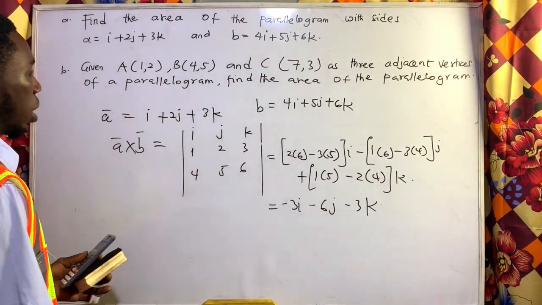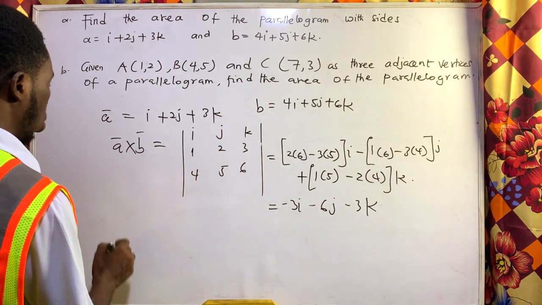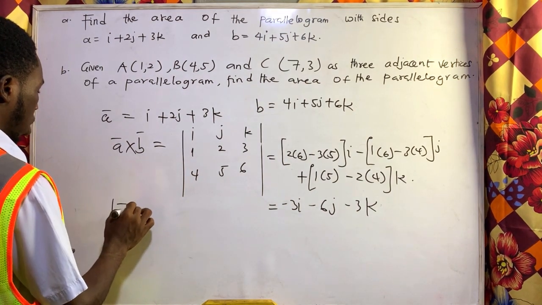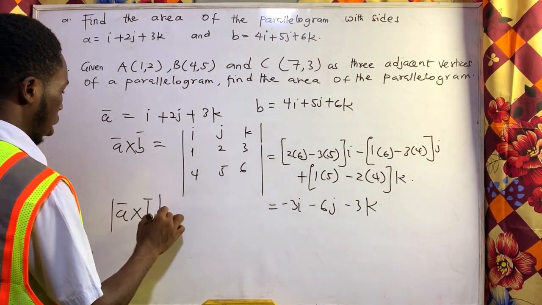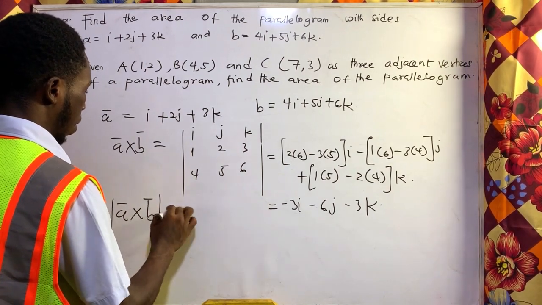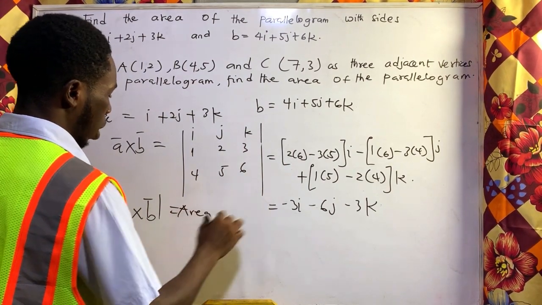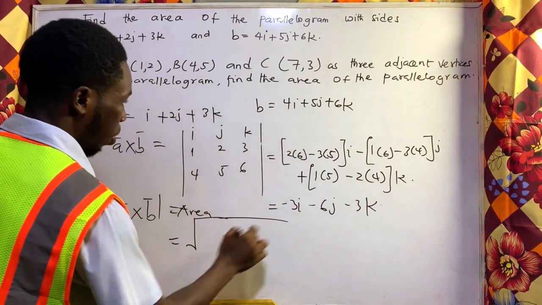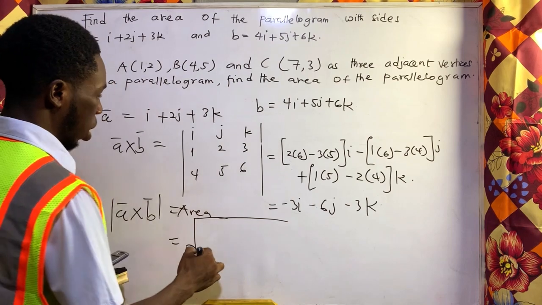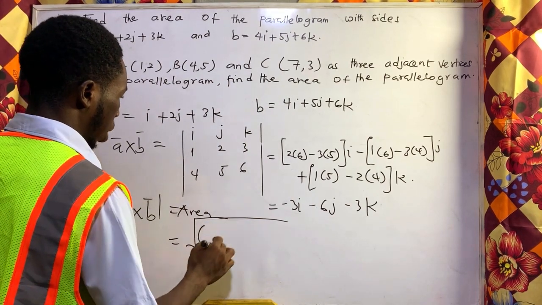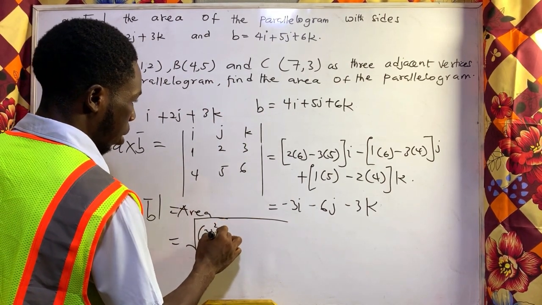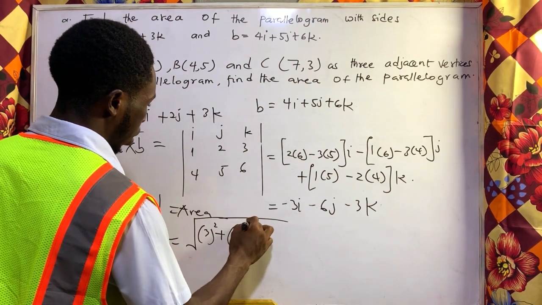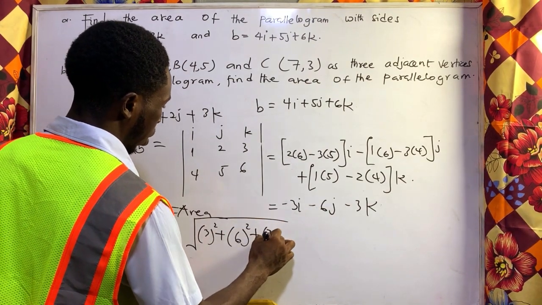Okay, so now this is the cross product of what? A and B. Okay, so now let's find the magnitude. The magnitude of the cross product of A and B will give us what? The area. So that will be equal to the square root of. I'm going to ignore the negatives, because they will cancel out anyway when squaring. So I'm going to have 3 squared plus 6 squared plus 3 squared.